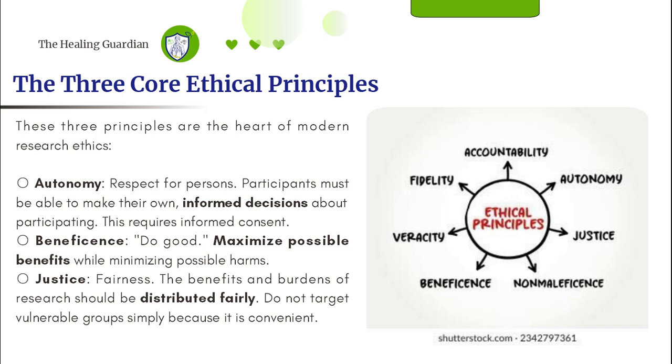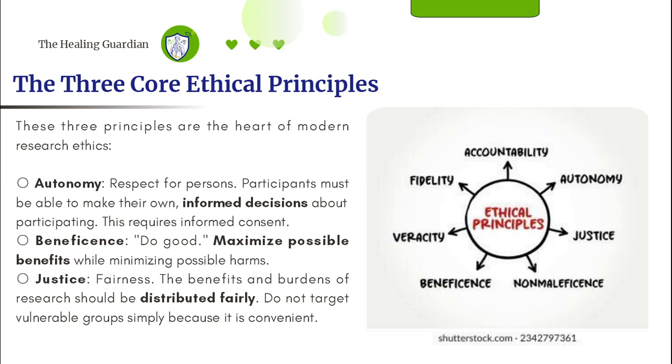There are three core principles of ethics. Core ethical principles. Number one is autonomy. You have to respect the participants and they should make informed decisions about participating. Beneficence: you have to do good and maximize possible benefits. People should benefit from the research. And number three is justice. The research should be fair.